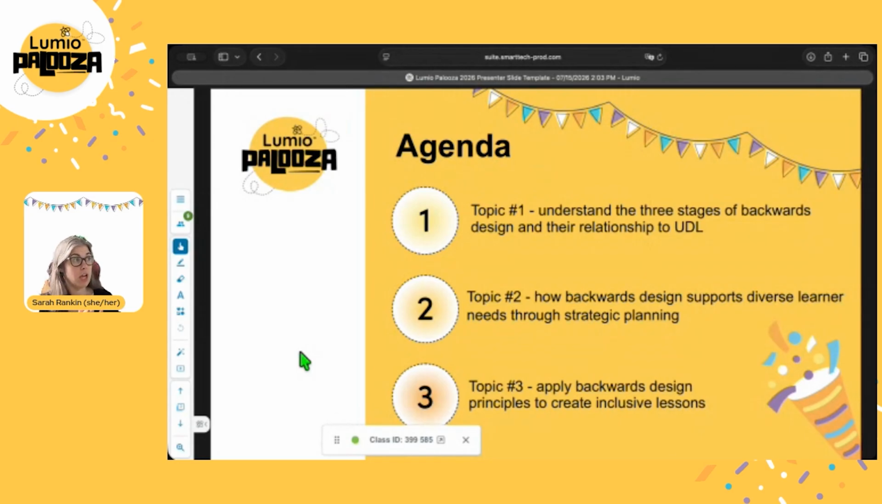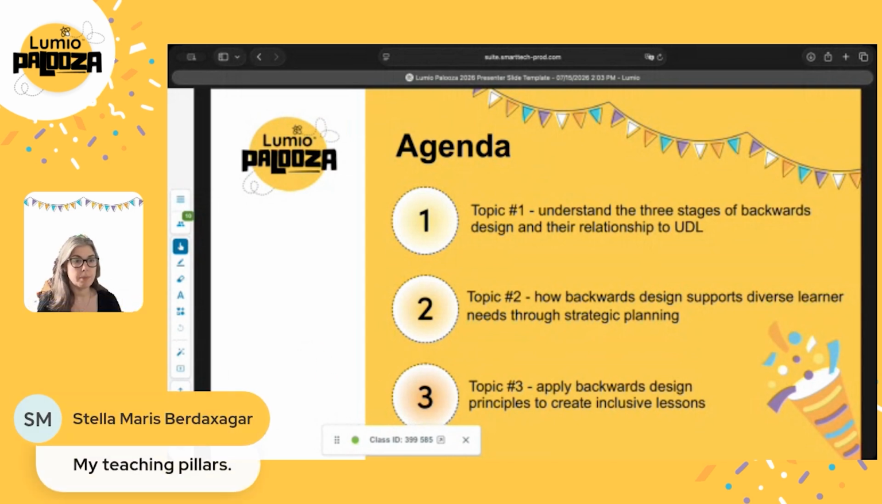So even if you're not working with students who are on what we in New Brunswick would call a personalized learning plan, maybe in your region it is called an SEP or an IEP, these are things that are great for all learners across the board. And then finally, we're going to learn how to apply those principles to create lessons that are more inclusive.